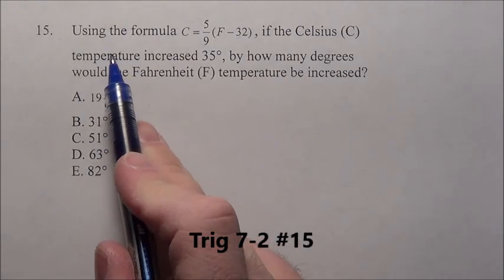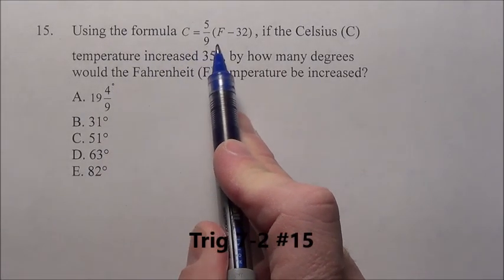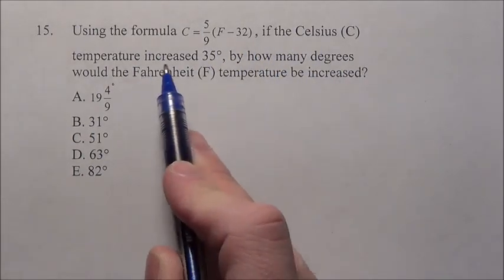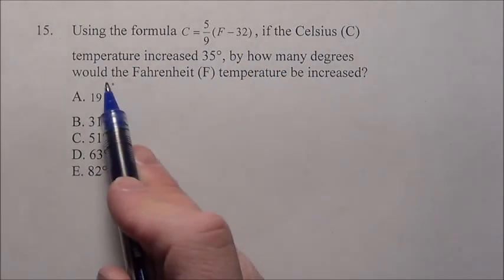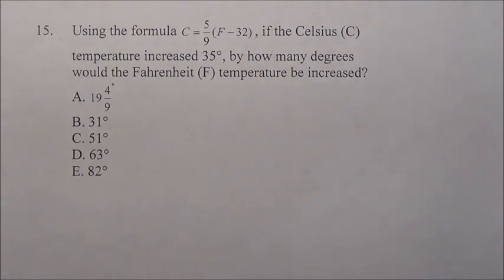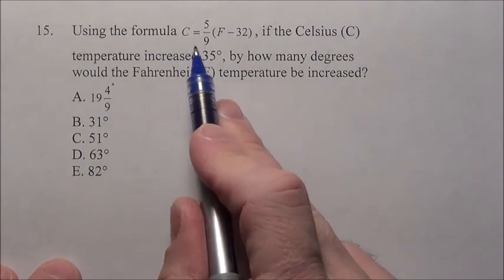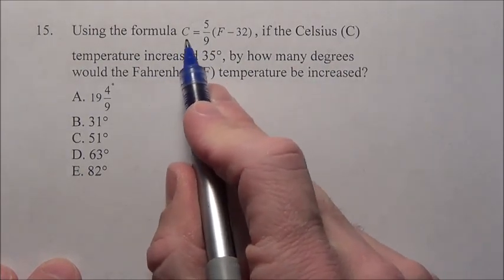Here's problem 15. It says, using the formula C equals 5/9 times the difference of F minus 32, if the Celsius temperature increased by 35, how many degrees would the Fahrenheit temperature be increased? Well, this can get a little tricky for people. The key is we're going to mess with this C. You can't just go in and add 32.